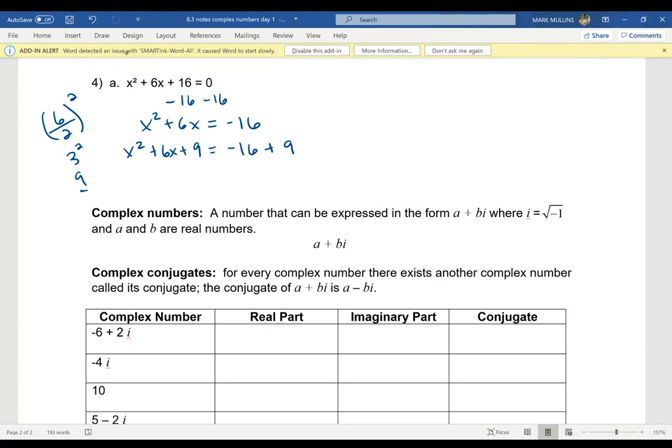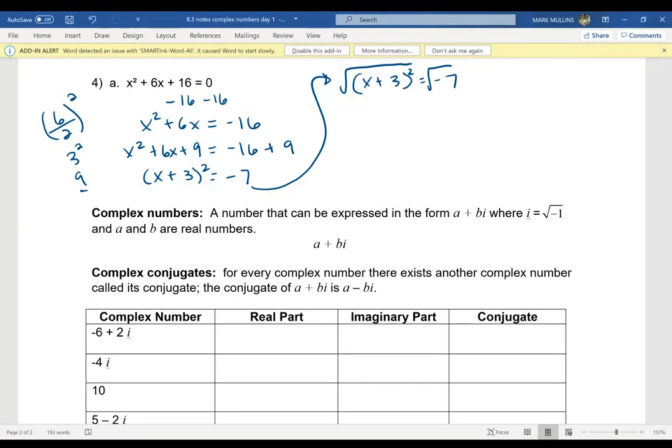So now I factor. This will give me the quantity x plus 3 squared. On the other side, negative 16 plus 9 is negative 7. And I'm out of space, so I'm going to go up over here. Let me rewrite it. And now, if I have a square, my inverse is going to be a square root. So let's go ahead and do that on both sides.